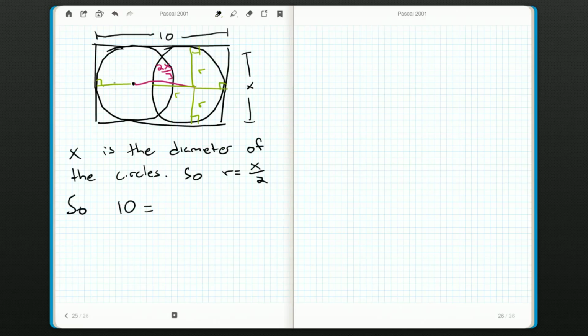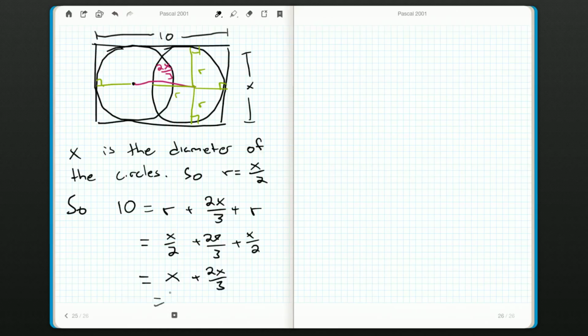So 10 is equal to this radius, plus the 2/3 x we have in the middle, connecting up the centers, plus another radius at the end. And we know the radius in terms of x. So x over 2 plus 2/3 x plus another x over 2. And we can start to clean this up. x over 2 plus x over 2, that's just x. Plus 2x over 3, well, we can write x as 3x over 3 and get that common denominator of 3 going. And we'll be left with 5x over 3.